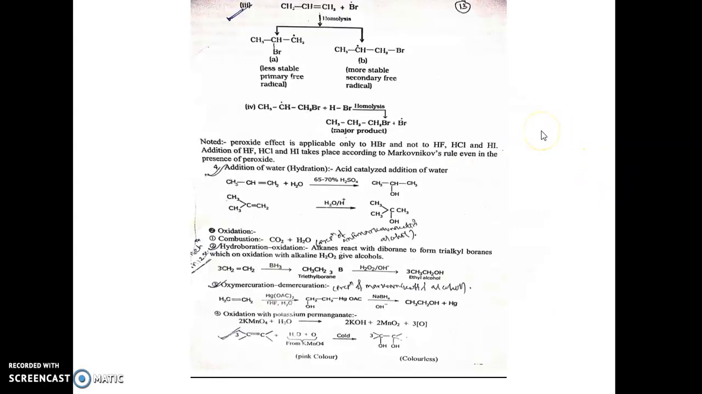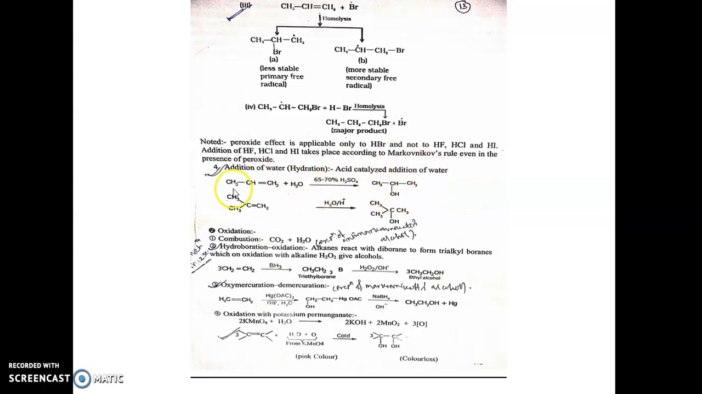Now here you can see that the mechanism of anti-Markovnikov addition is not in your syllabus, so I am not getting into it. Now, addition of water. This is the fourth reaction that I am talking about. Here the alkene is reacting with water in the presence of concentrated H2SO4 to give you the alcohol product.